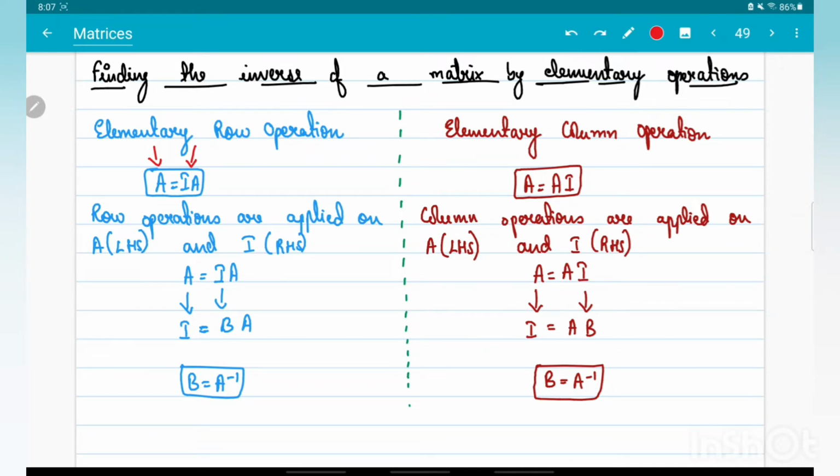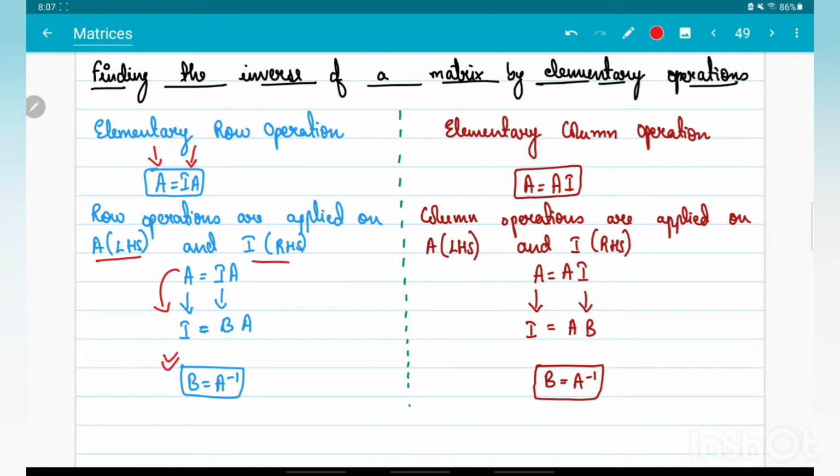We apply the elementary operations on the matrix A of LHS and on the identity matrix of RHS, and the identity matrix should be of the same order as the matrix A. We have to keep on applying the elementary operations till the LHS matrix A gets converted to an identity matrix. While we are applying the elementary operations, we are applying them on the identity matrix on the right also. At last we will get some matrix B, and that B will be the inverse of A.